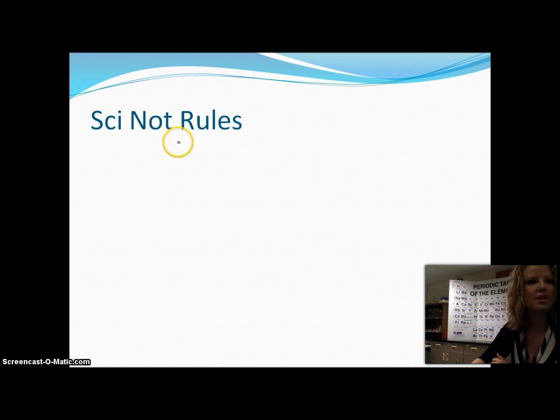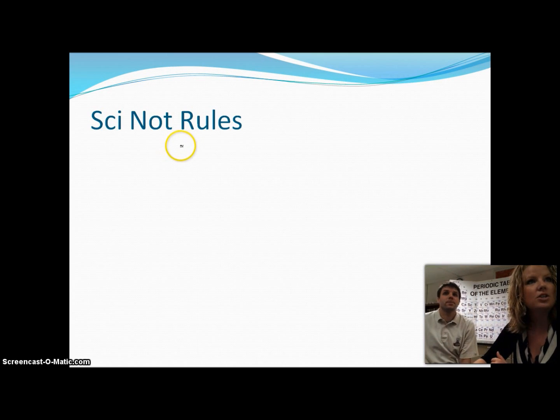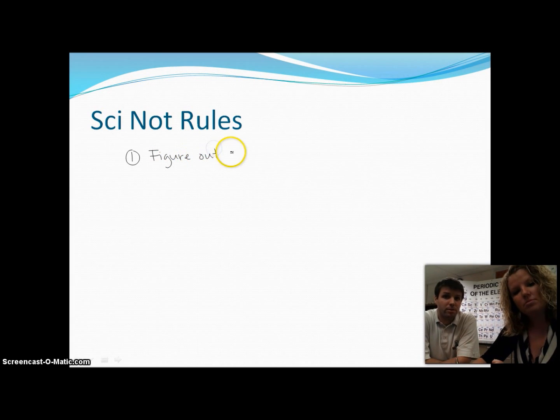Okay, so we just have a couple rules about scientific notation that we want to talk about. Scientific notation is very important because of that last rule in significant figures, and we'll use it a lot. So our first rule is to figure out which zeros are significant.